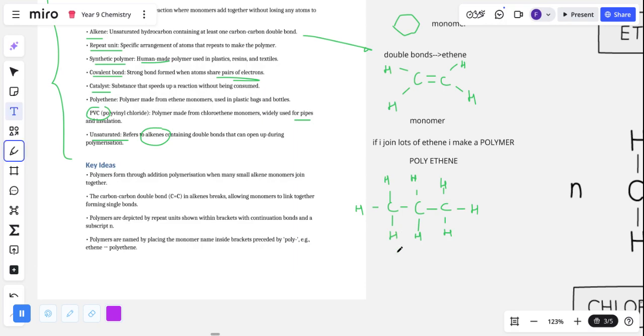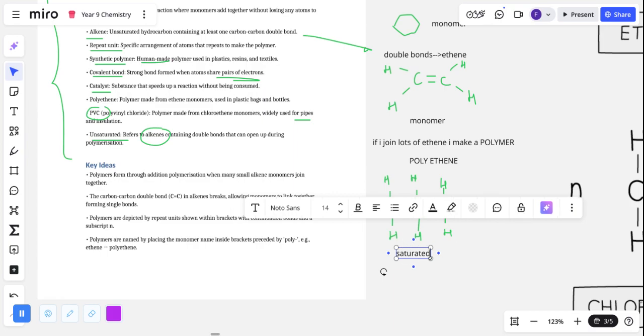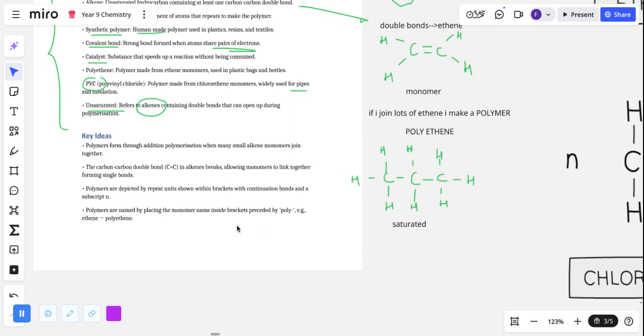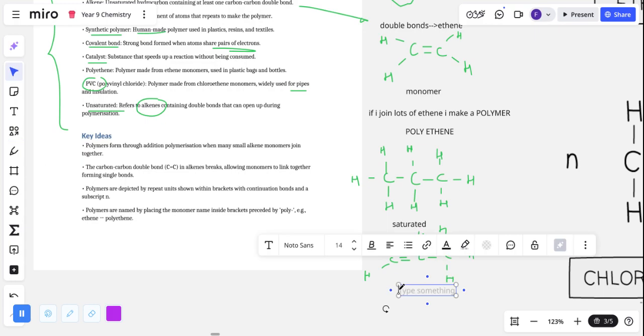This is saturated. If I take the same molecule and put a double bond in, this is now propene. You can add things to it, and this is called unsaturated. So the moment you have a double bond, it is unsaturated, meaning I can make it do stuff. It makes it more reactive. This is unsaturated.